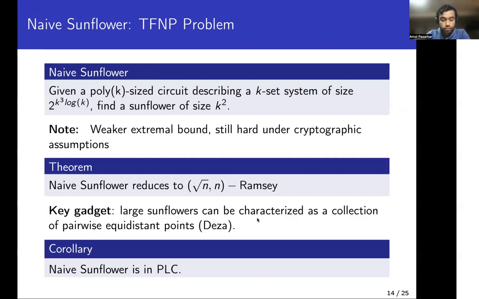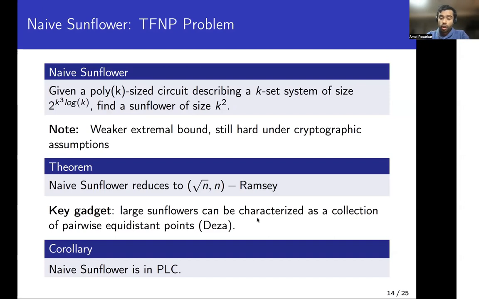So now we provide a detailed proof in the paper that naive sunflower reduces to long choice. And the key gadget in this proof is this result by Deza that describes how to characterize sunflower as a combinatorial structure as a collection of pairwise equidistant points in a metric space. And to do this, you can take any 2 sets and you can define a distance between them as the size of their symmetric set difference.